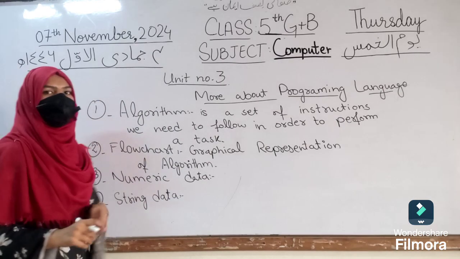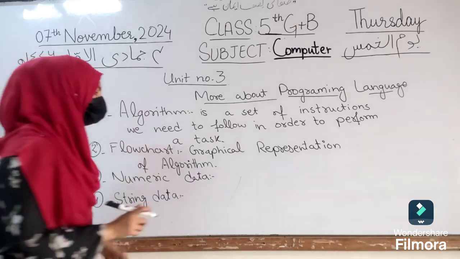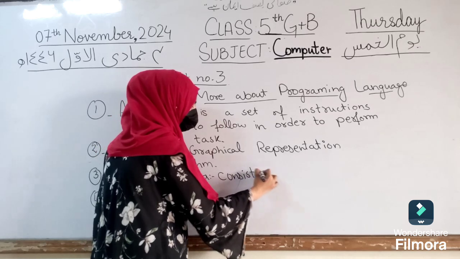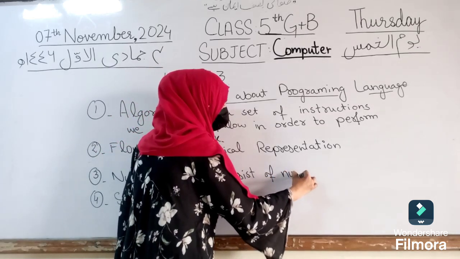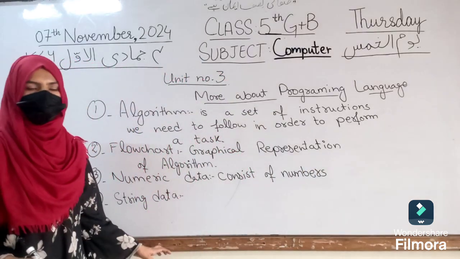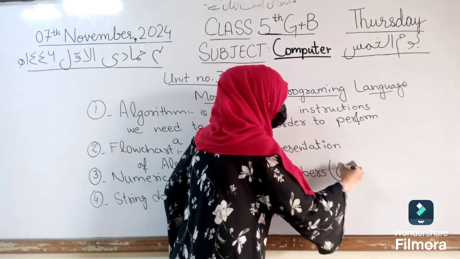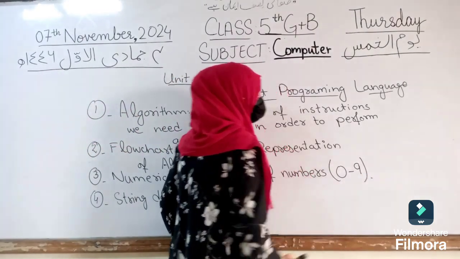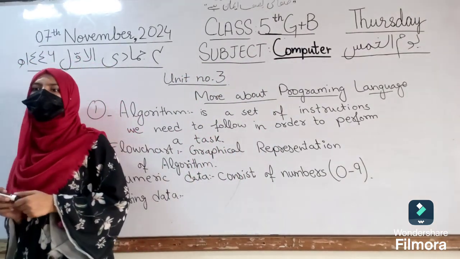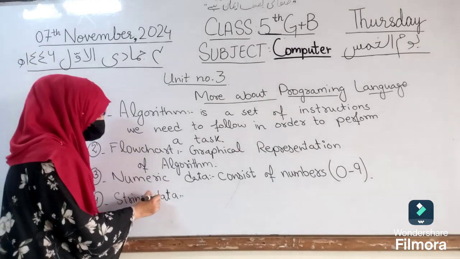Now raise your hands. Who will tell me what is numeric data? Yes, Ramin, stand up and tell me what is numeric data? Very good. Numeric data consists of numbers, okay? And the numbers are included from 0 to 9. So, who will tell me what is the definition of string data? Raise your hands, hurry up. Okay, Amna, stand up, tell me what is the definition of string data?